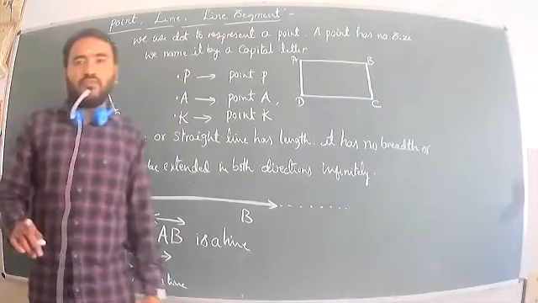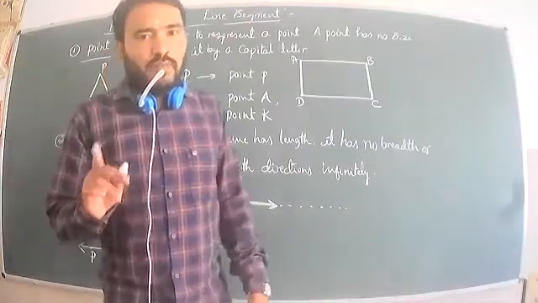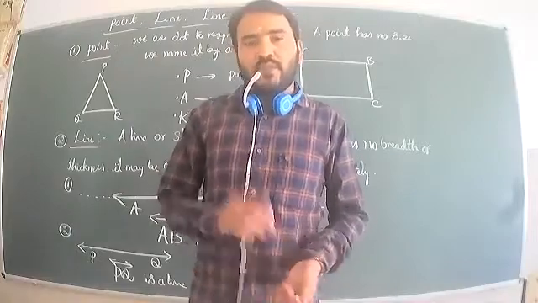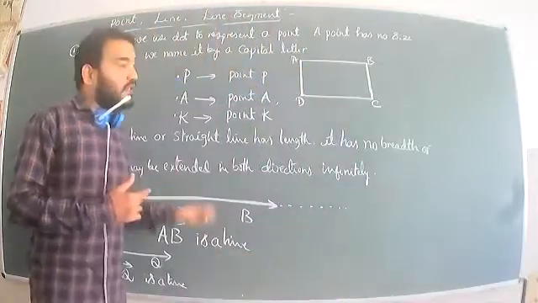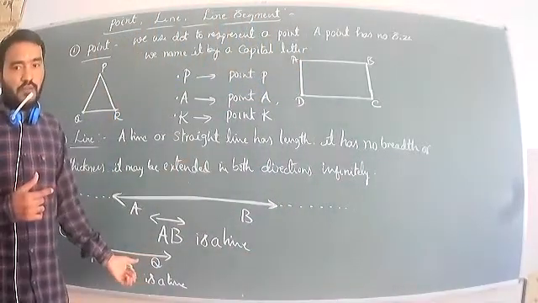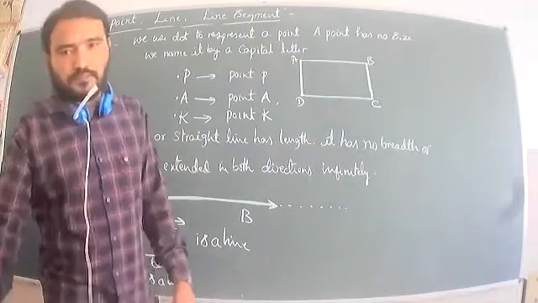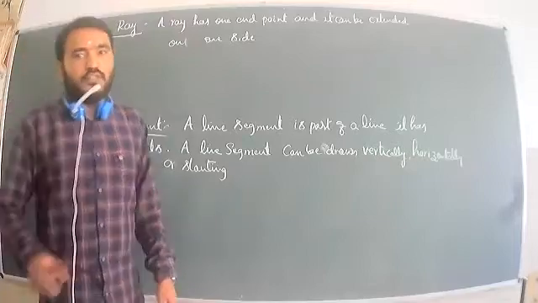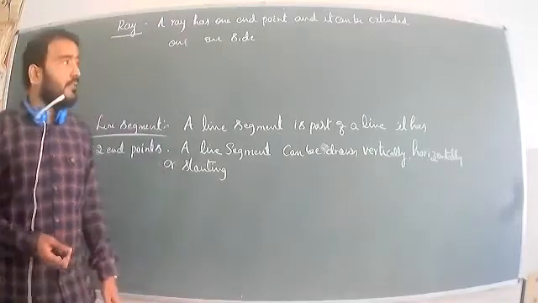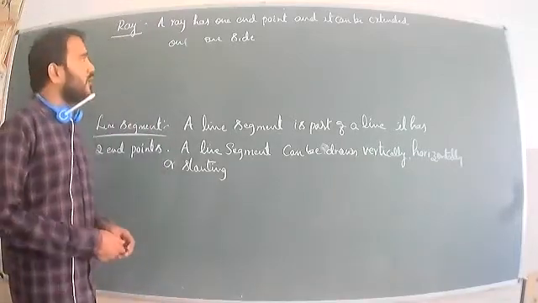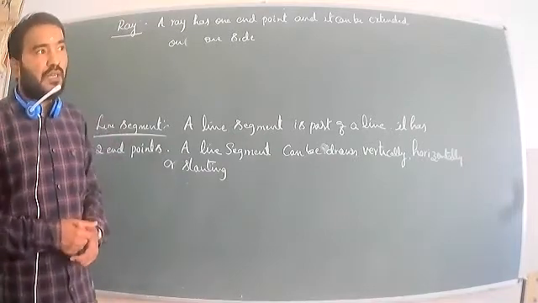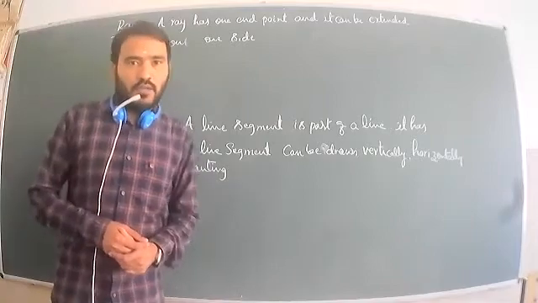Now I will go for ray. Another main concept is ray. After that we can go for the line segment. Now you have understood the point and then the line. So I will go for ray. Okay students, now ray. Look at the board. I have written ray. What is meant by ray? How to draw and represent the ray?